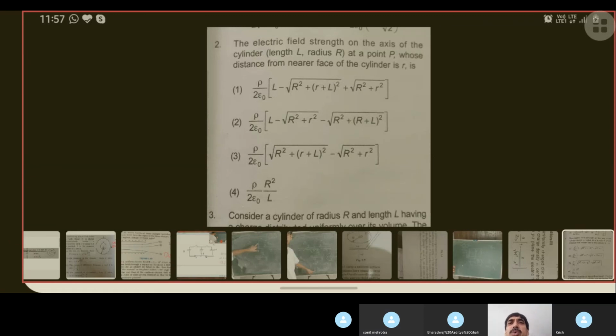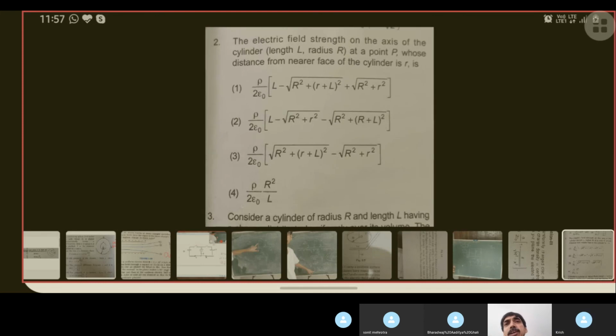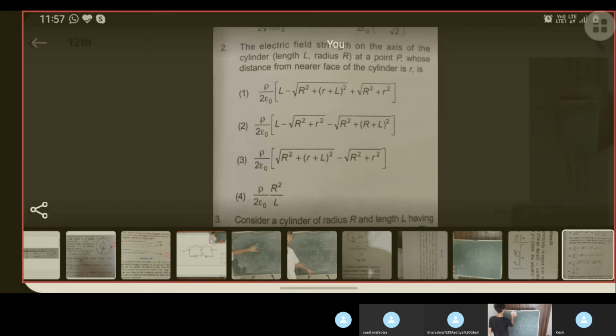I need to read this question once. Let me go through it and see that it can be tried. Rho, the charge distribution, is not given, so let us assume that the charge distribution is uniform, rho. And we are finding the field at point P, whose distance from the nearer face is smaller, right? So let me draw the case for you.